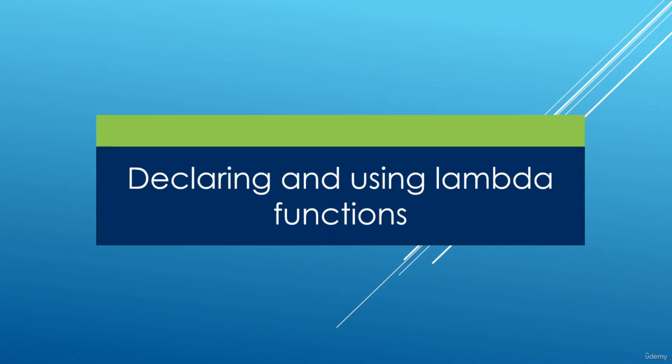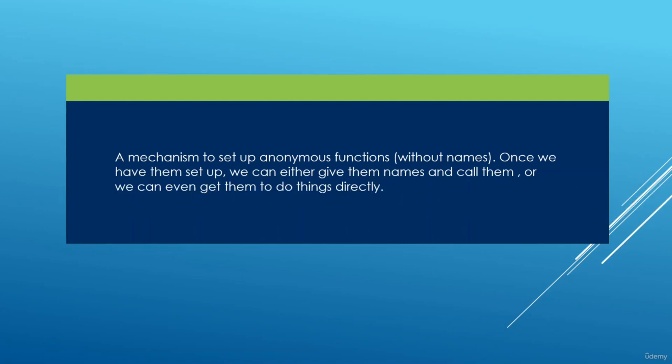In this lecture, we're going to see how we can declare and use our lambda functions. And again, lambda functions are a mechanism we have in C++ to set up anonymous functions. And an anonymous function is a function without a name. We're going to see how we can set up an anonymous function, optionally give it a name and call it, or we can even call it directly without giving that a name. Let's see how we can do that.